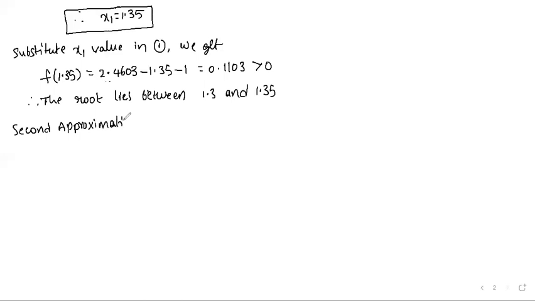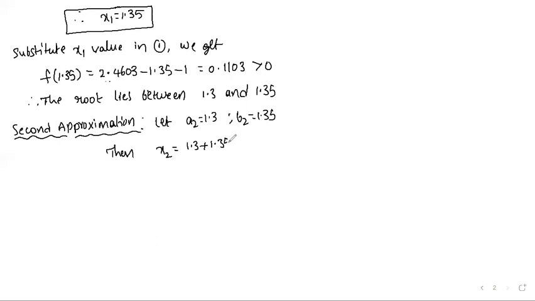So second approximation. In the second approximation, let a2 is equal to 1.3, b2 is equal to 1.35, then the formula for second, x2 is equal to 1.3 plus 1.35 divided by 2, that is equal to 1.325. Therefore x2 is equal to 1.325. Compared to above, one more decimal place has come, so maximum 2 or 3 decimal places equal is enough. Okay? Second approximation is done.